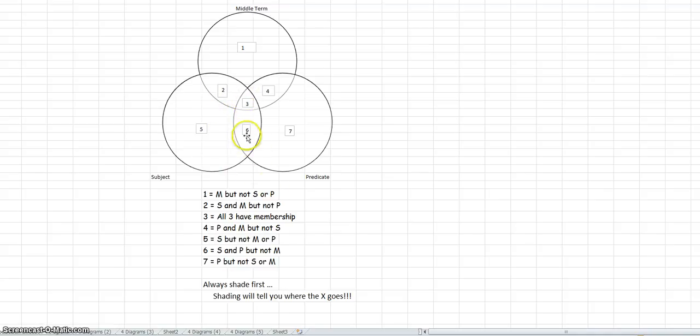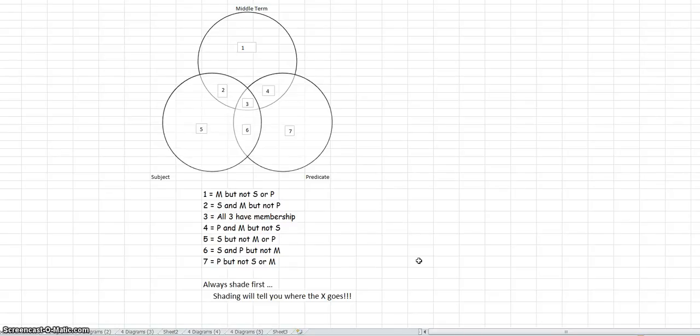Number 6, we have S and P, but not M. And number 7, we have P here, but not S or M. Okay, so keep that in mind. That's the rule. The second thing we have to do is shade first, because shading will tell us where the X goes. So keep that in mind as we go through this.